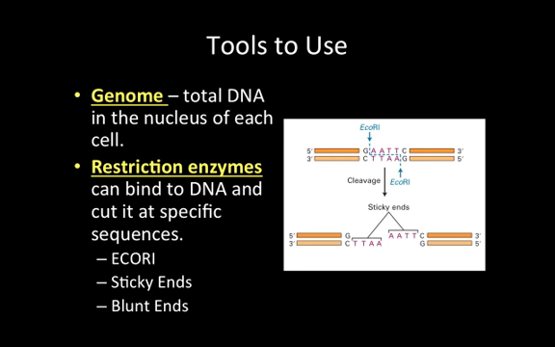We're then able to utilize this information and figure out what sequences code for what genes. We can then alter the DNA as we see fit. In order to alter the DNA, we have to actually cut the DNA, and that is done using what's called a restriction enzyme. This can bind to DNA and cut it at specific sequences.